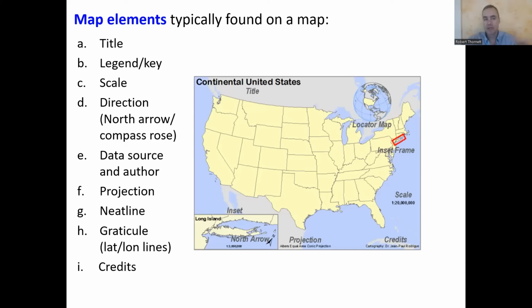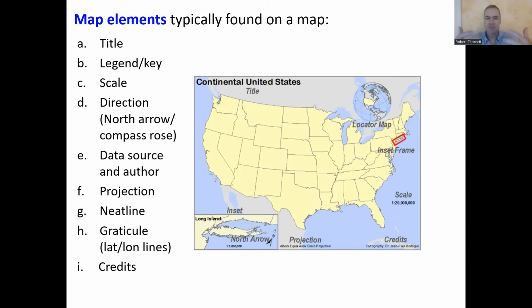So first of all, you need a title. We'll talk more about titles, and all of these, in a moment. You need a legend or a key, which explains the symbols. You need the map scale to tell you the relationship between the real world distance and map distance.